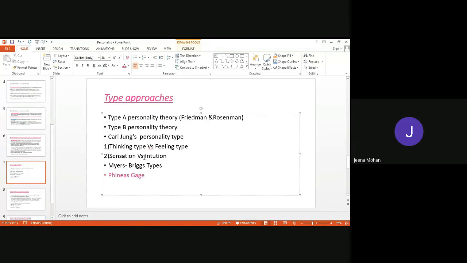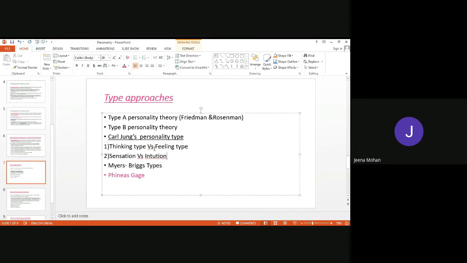When we talk about thinking, what is the main feature? The actions are based on reason. They start thinking critically before they come to a conclusion, or before they act, they start analyzing the situation very thoroughly. Then only they come to a conclusion, or then only they will react. So we can say that thinking type actions are based on reason. Is it clear? Thinking type.